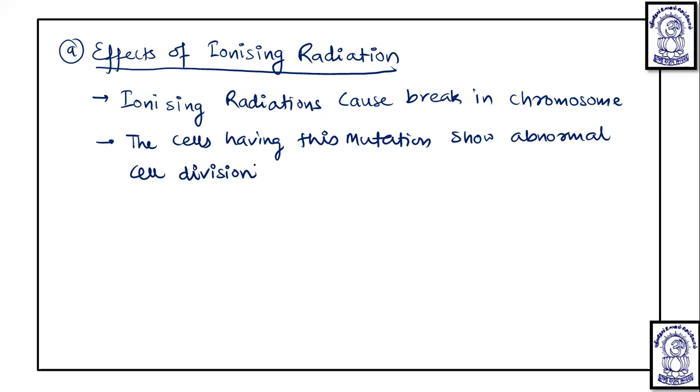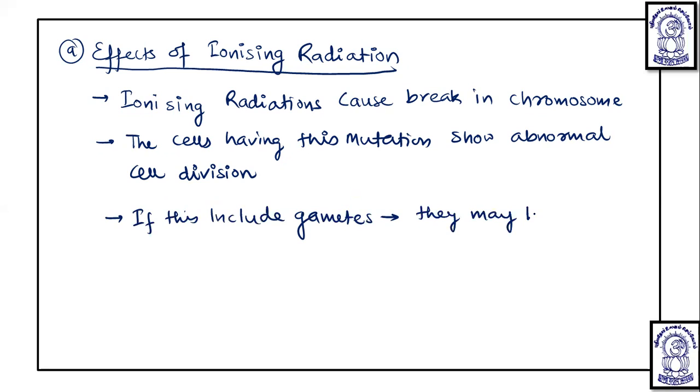Show abnormal cell division. If this mutation, or if these cells include gametes, they may be abnormal or even die prematurely.